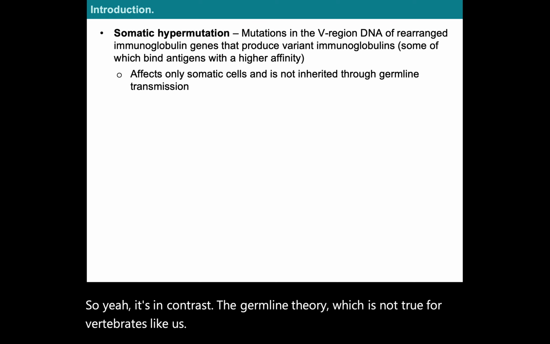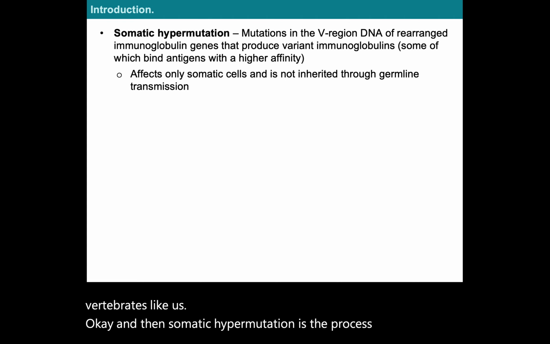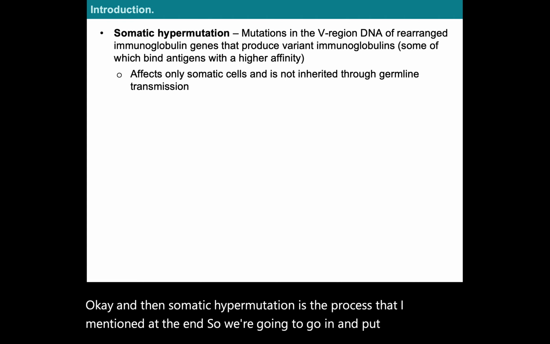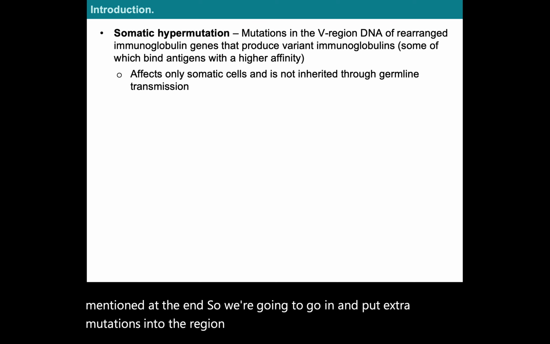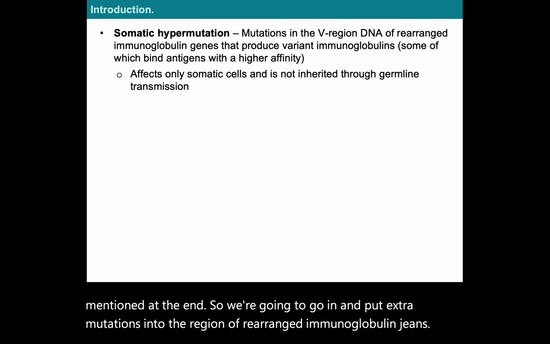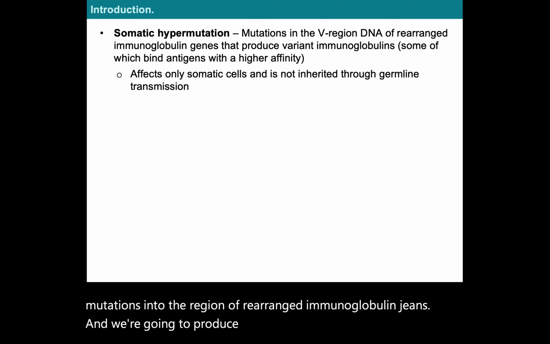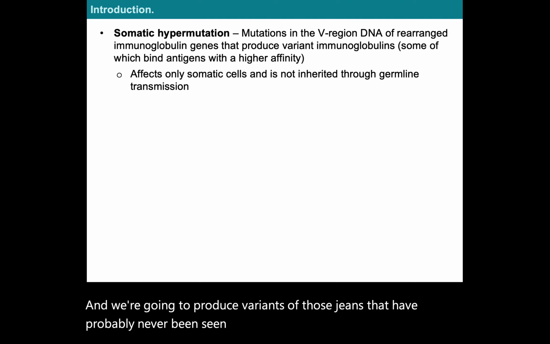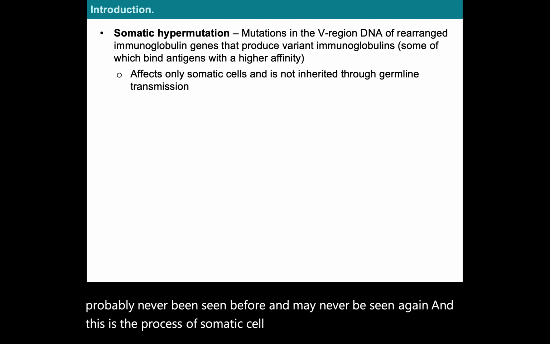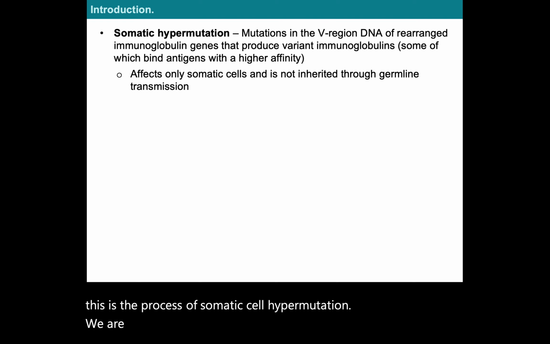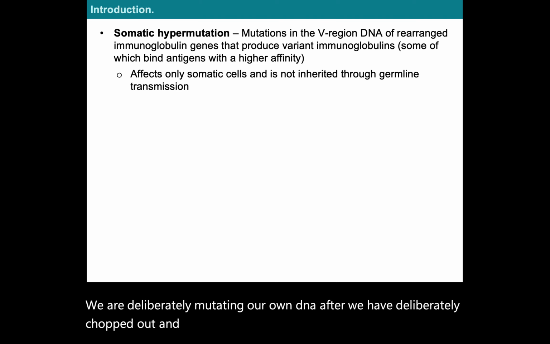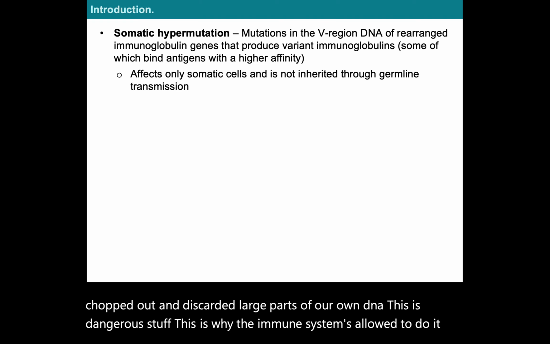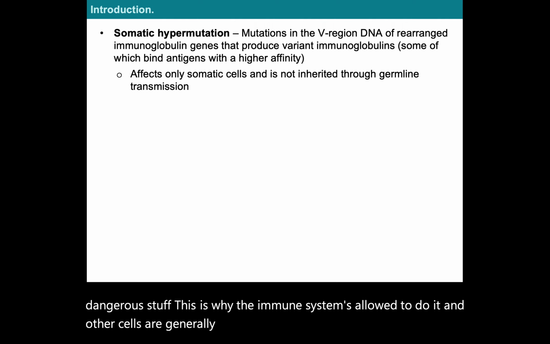Okay, and then somatic hypermutation is the process that I mentioned at the end. So we're going to go in and put extra mutations into the V region of rearranged immunoglobulin genes, and we're going to produce variants of those genes that have probably never been seen before and may never be seen again. And this is the process of somatic cell hypermutation. We are deliberately mutating our own DNA after we have deliberately chopped out and discarded large parts of our own DNA. This is dangerous stuff. This is why the immune system is allowed to do it, and other cells are generally not. Although we will get into this a little later.